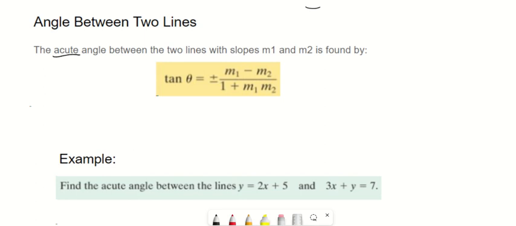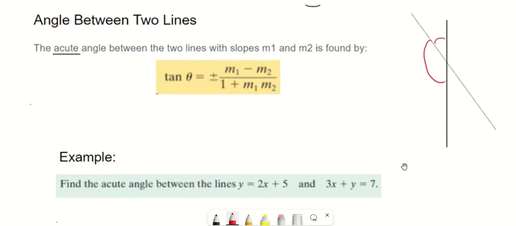So you'll notice as well there it says the acute angle, because in every two lines that meet there's always going to be an acute angle and an obtuse angle. So this finds out the acute one. So then if you want the other one, if you want the obtuse one, you'd have to do 180 minus whatever you got. So we're going to use the formula here for this example.